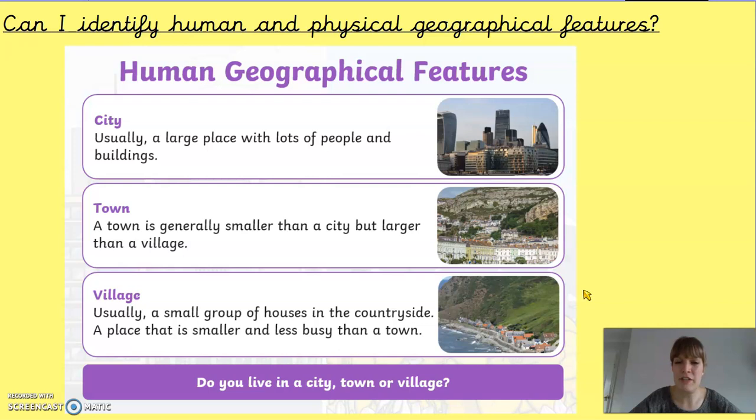Where do you think you live? Do you live in a city, town, or a village? Okay, well done if you thought city. Yes, we live in Bristol. Bristol's a big city in England. So yes, we live in a city, so well done if you thought that.